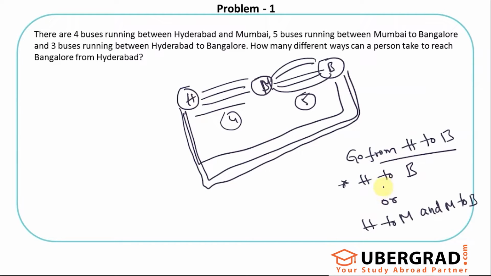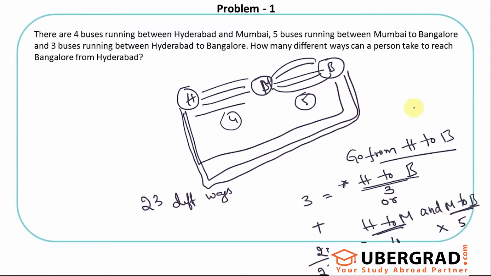So how many options do you have to go from Hyderabad to Bangalore directly? 3. What about Hyderabad to Bombay? I have 4 options, 4 different buses. And Mumbai to Bangalore, I have 5, and it is AND, so into. So 4 into 5 is 20. OR is plus. So basically I have 23 different ways or routes to complete this journey from Hyderabad to Bangalore. As I said, when to add and when to multiply is simply going to be easy when you try to answer the question yourself and figure out where is OR and where is AND, so that you do that in the right manner.